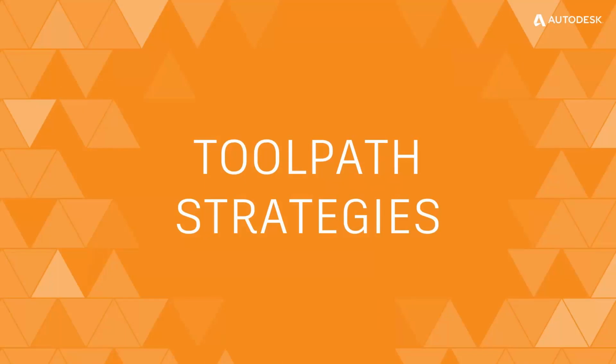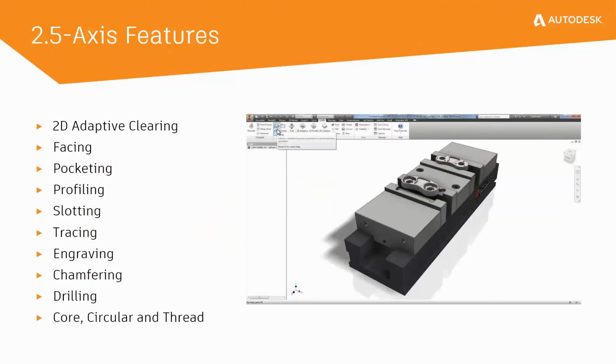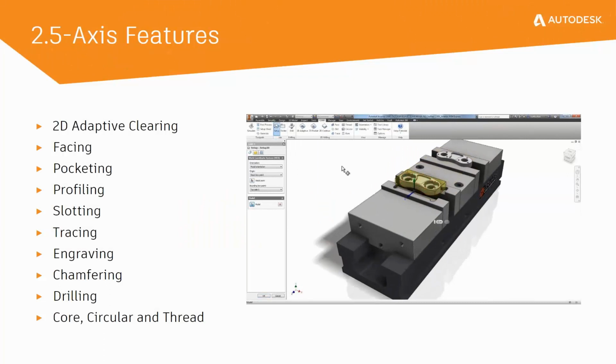But finally, I want to finish off by talking a little bit about some of the toolpathing strategies. We won't be going into a lot of detail about this, as we could spend a lot of time talking about each of these, but I do want to highlight a range of capabilities that Autodesk HSM is well known for. Starting with 2.5 axis features.